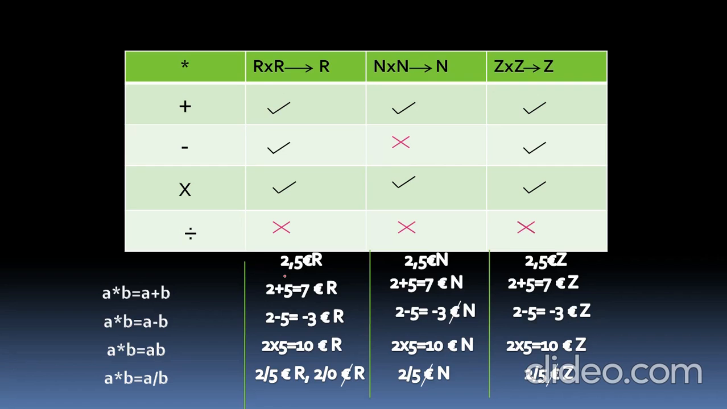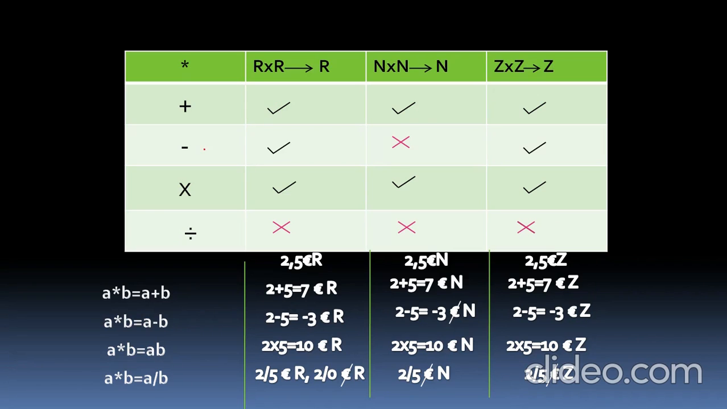So we consider two elements, 2 and 5. We can see 2 and 5 both are real numbers. If we add these two elements, 2 and 5, what we get? We get the result as 7. And we can see 7 is also a real number. So in general, we can say if we add two real numbers, we always get a real number. So addition is a binary operation on set of real numbers.